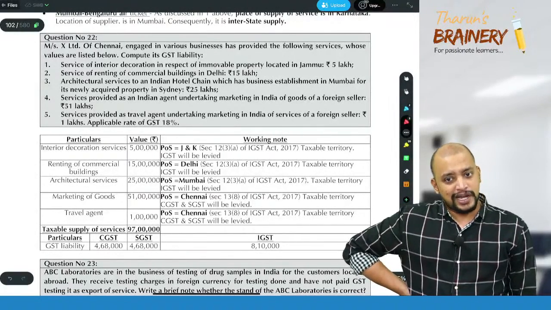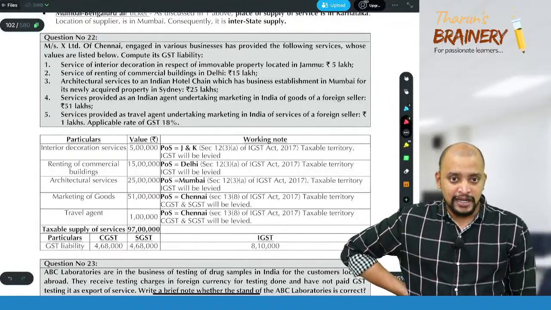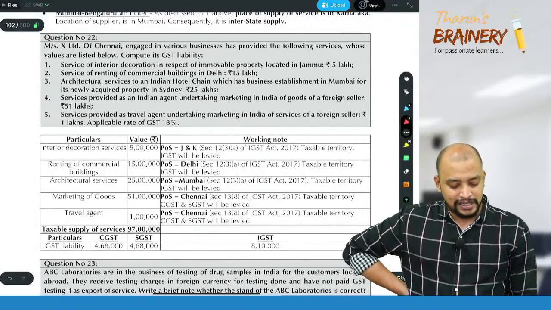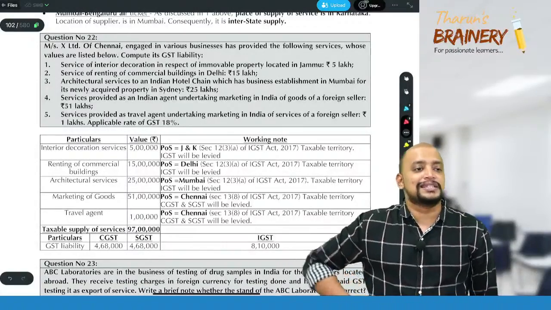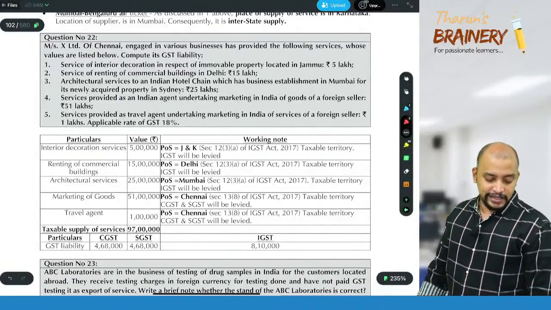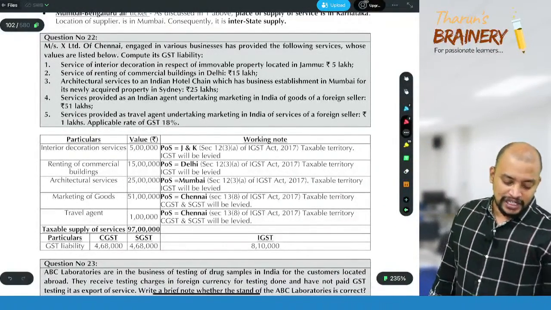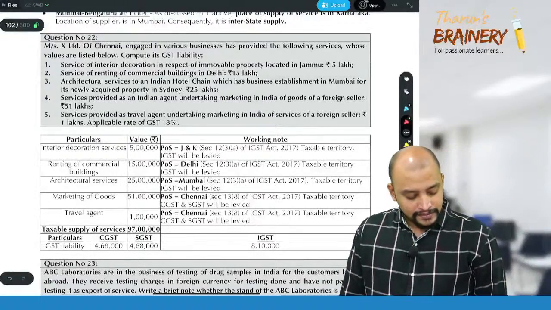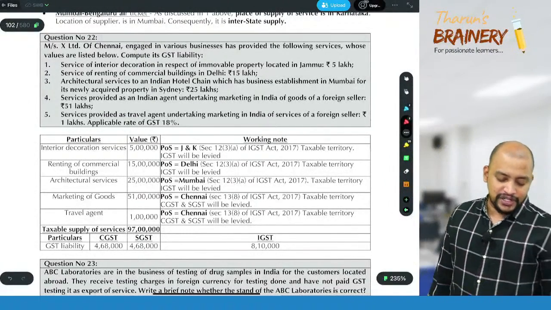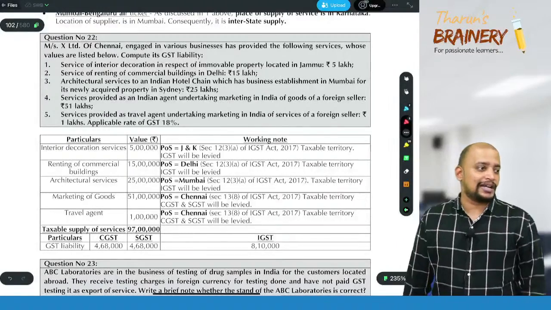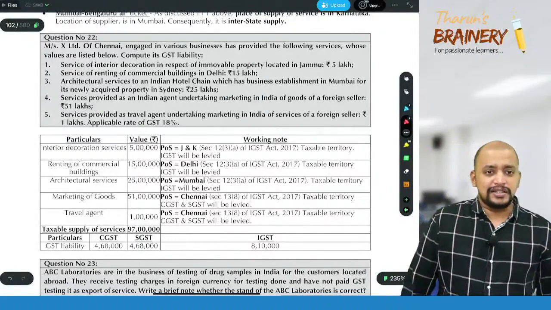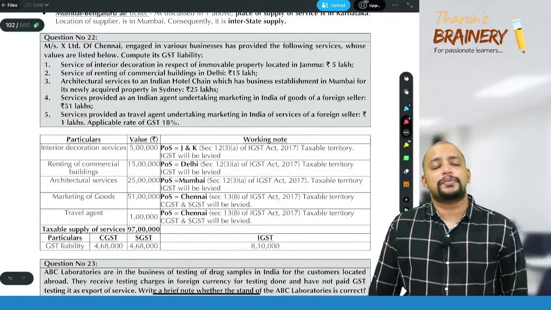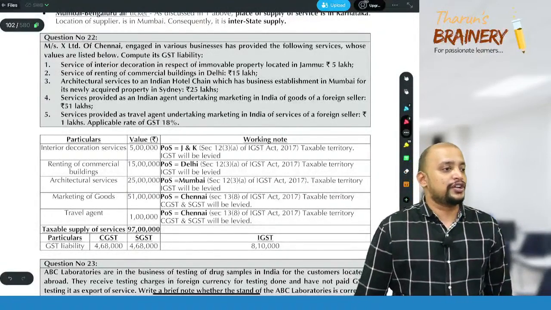Section 12, location of immovable property which is in India. So that will be taken. So place of supply is Jammu and it will be interstate supply because supplier is in Chennai. IGST. Service of renting of commercial building in Delhi, 15 lakhs. So renting will not be general provisions. Renting of immovable property is still service in relation to immovable property.